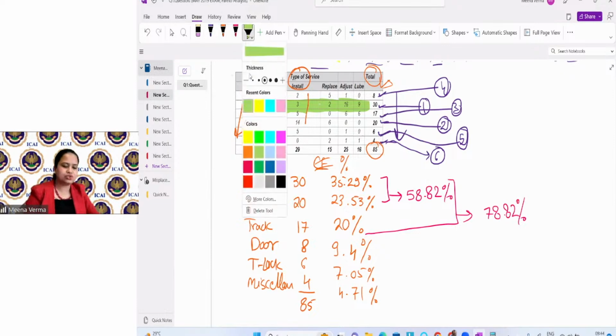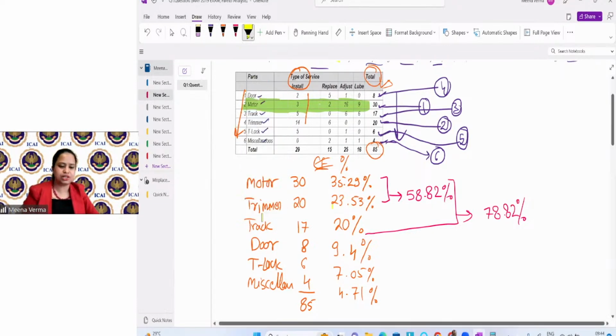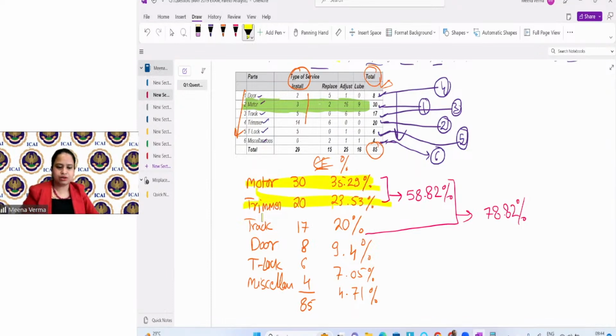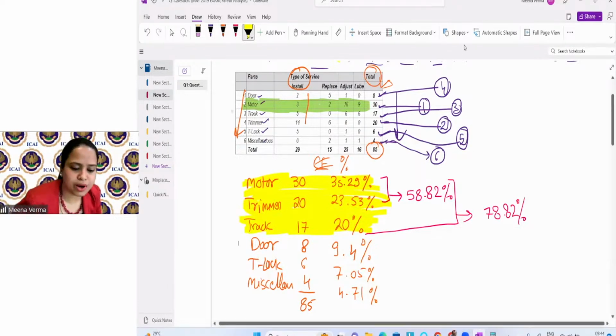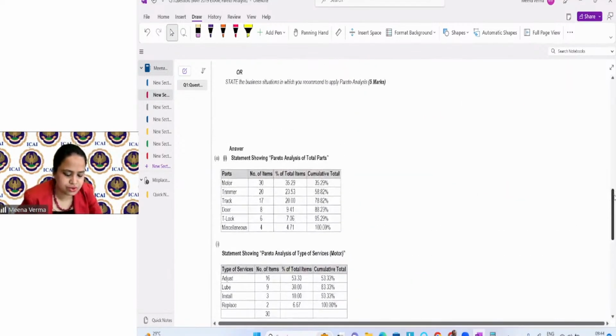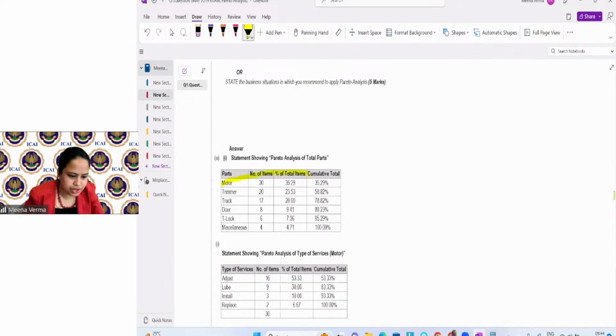So you can see actually the most important part for the company are these three products: motor, trimmer, and track. These three are the most important parts which the company is selling. If you want, we can check. So you can see motor, trimmer, and track are the most important parts the company is selling.